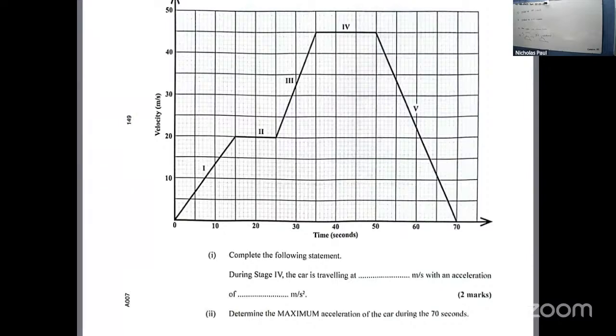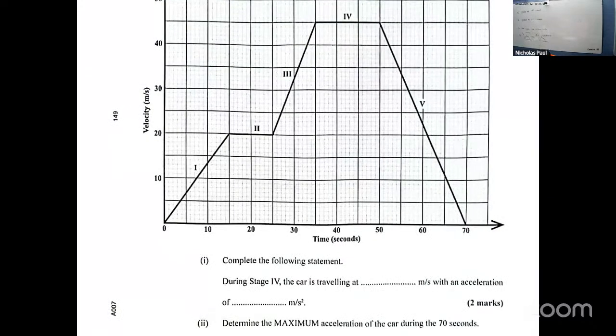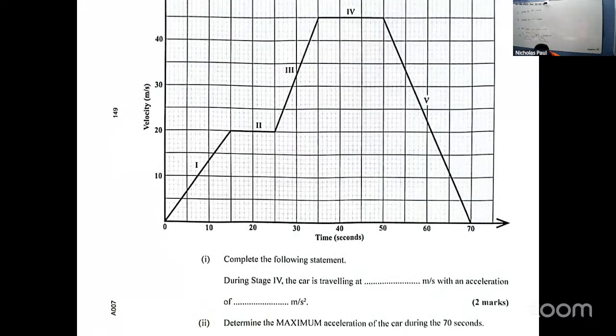Take your time, look at the graph, and let's answer everything, right? Right, they're interested in stage 4. Oh, I like part two. Part two, I didn't think has a.